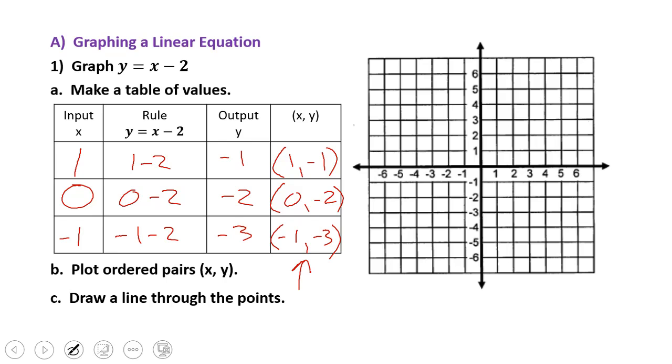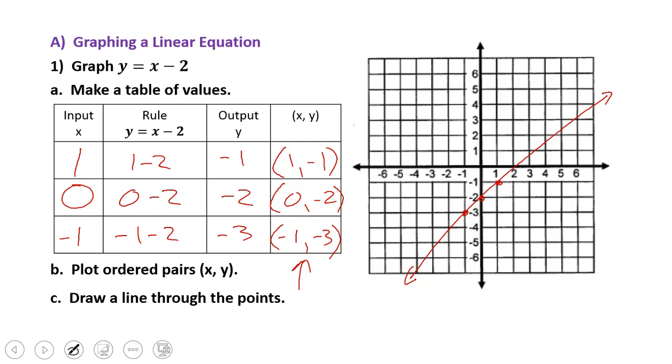So I have these 3 ordered pairs. I come over to my graph. I go to 1, negative 1. I go to 0, negative 2. And I go to negative 1, negative 3. And of course, you guys want to use that straight edge. And when you draw your graph, please, your line should go all the way through the graph. You should put arrows on each end, indicating that it goes on and on and on forever.